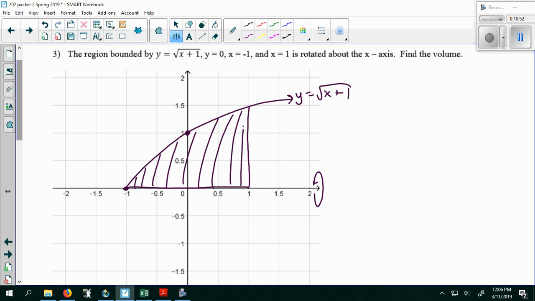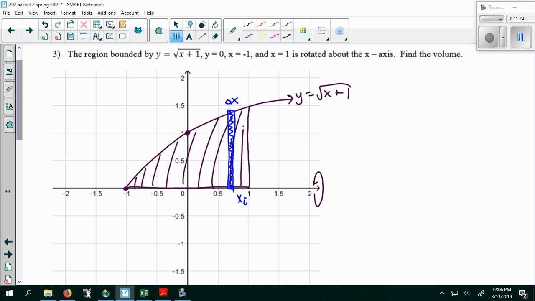All right, so I'm going to pick a random spot along the x-axis to draw a rectangle perpendicular to the x-axis, my axis of revolution. So let's see, I'll pick this spot right here and we'll call it x sub i. I'm going to draw a rectangle at x sub i, shade it in. It's got a little bit of thickness, delta x. And I'm going to rotate that rectangle about the x-axis and I'll get a disk.